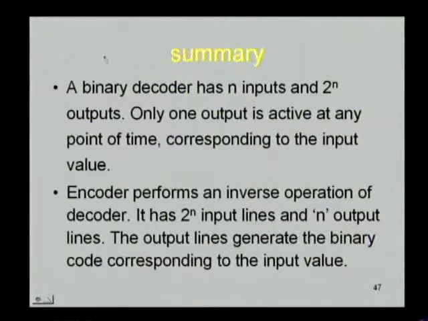Next we have seen encoders. Encoder simply performs the inverse function of a decoder. It has 2 power n input lines and n output lines. The output lines generate the binary code corresponding to the input value.